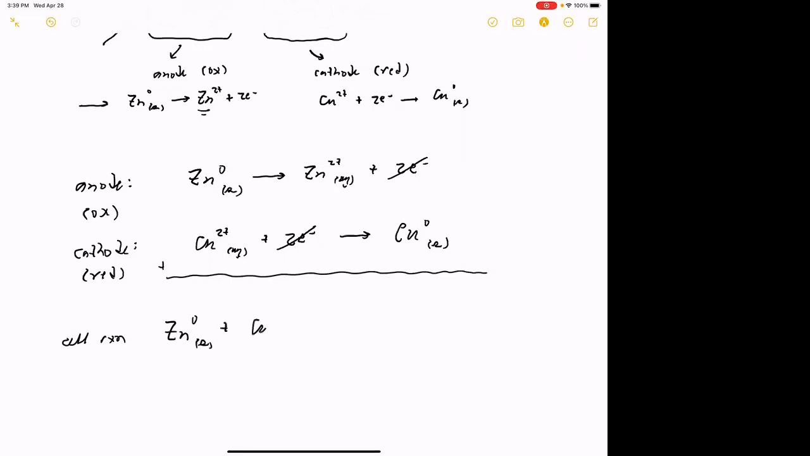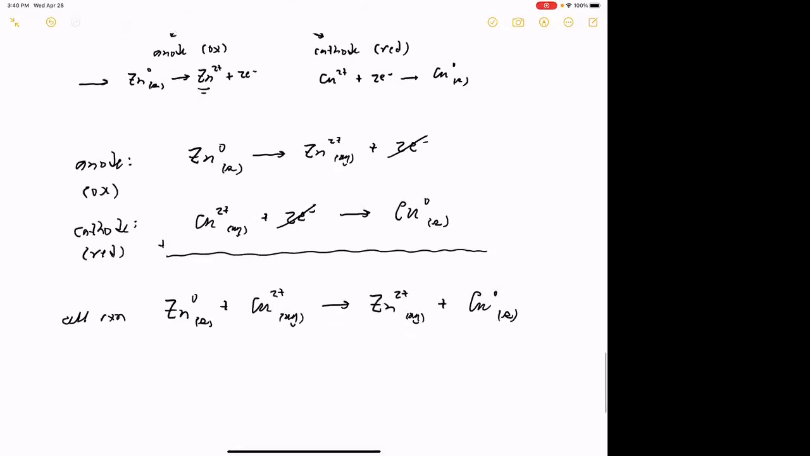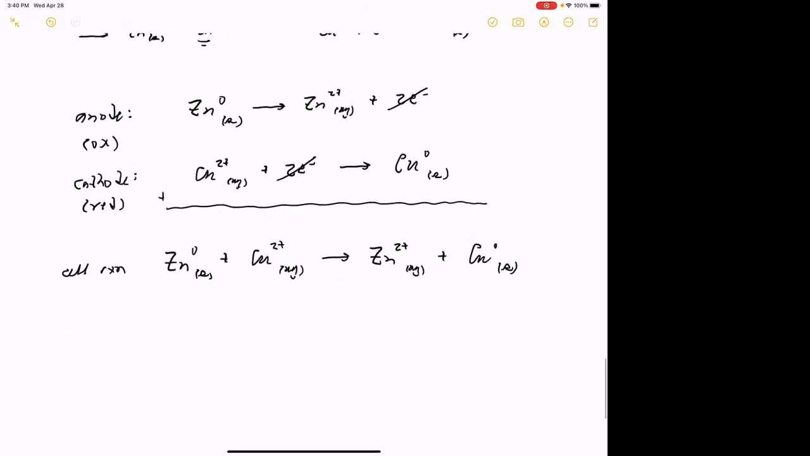Zinc solid plus copper 2+ going to zinc 2+ and we should get copper metal. This is a nice easy one because it's easy to balance. Okay, so there's our balanced overall redox or cell reaction that we have going on in that electrochemical cell. Okay, and again, it's important to recognize that if this is a galvanic cell, which we stated that it is, this is a spontaneous reaction as written.